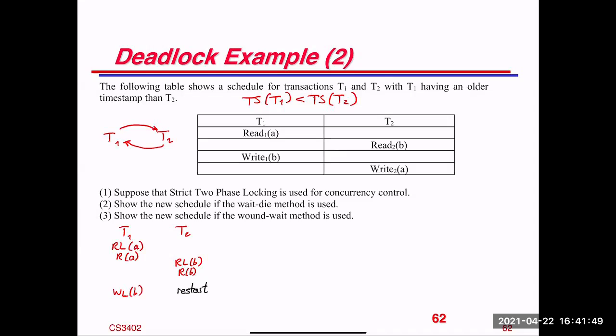Okay, and therefore, now all the locks here are released from T2. So therefore, this write lock will be successful, and T1 can write B. And then finally, the restarted transaction T2 can perform its operations. Okay, does that make sense?